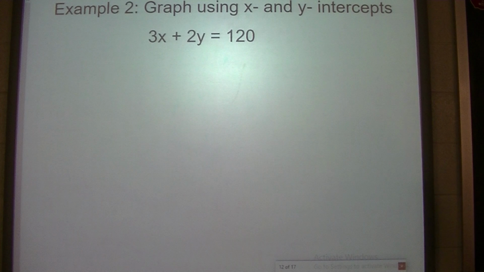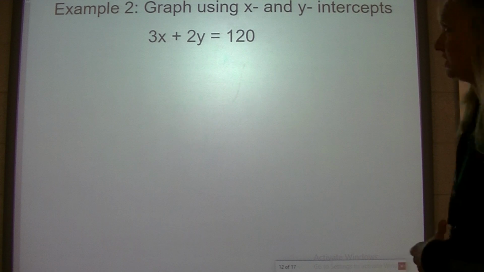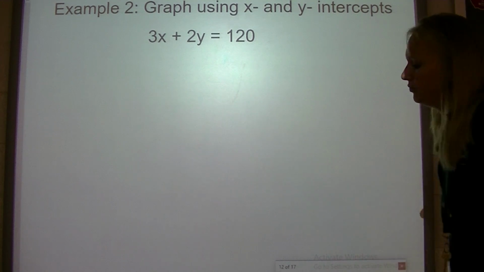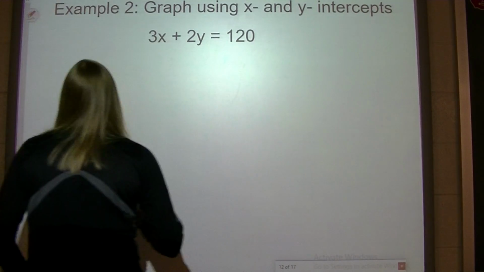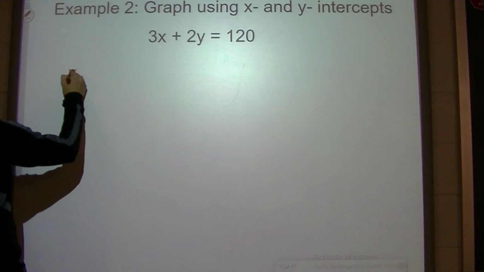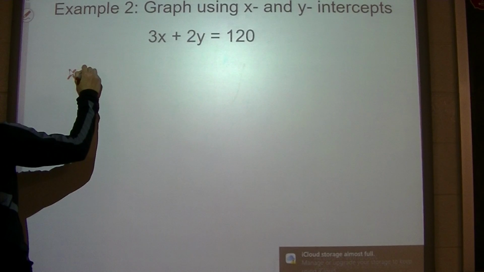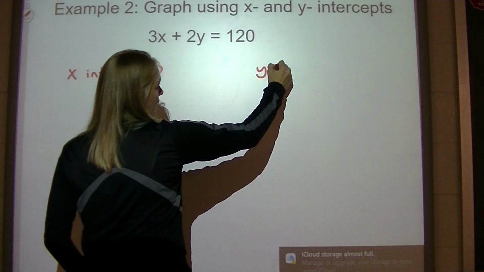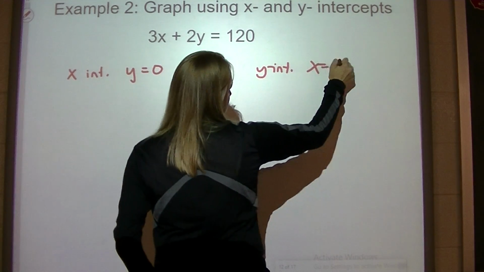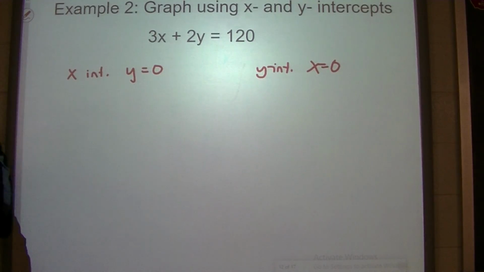Example 2. So it's graphed using x and y intercepts. Now the question with this was more involved, like it talks about the number of children, the number of adults, and we're going to talk about what those mean. But first let's find intercepts. If you remember from our video, when we're finding the x-intercept, y equals 0, and if we find the y-intercept, x equals 0. So let's just plug that in.